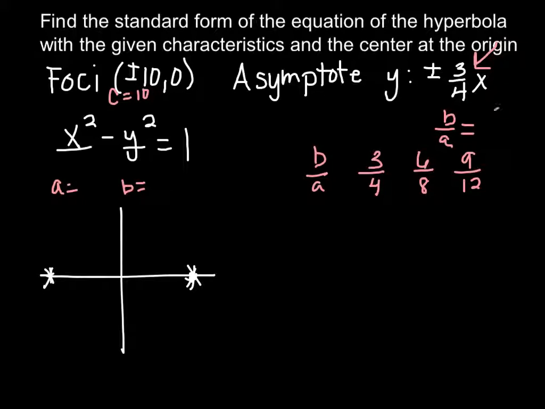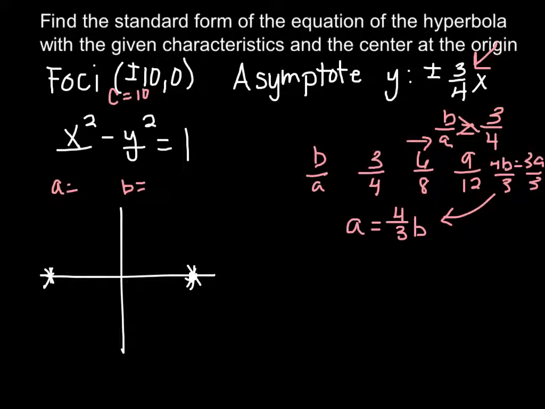So let's start by setting up my equation. And if I solve for a, I get a equals 4/3 b. So what did I do to get that? I can cross multiply, so I have 4b equals 3a. Divide both sides by 3, and therefore I isolate the a.